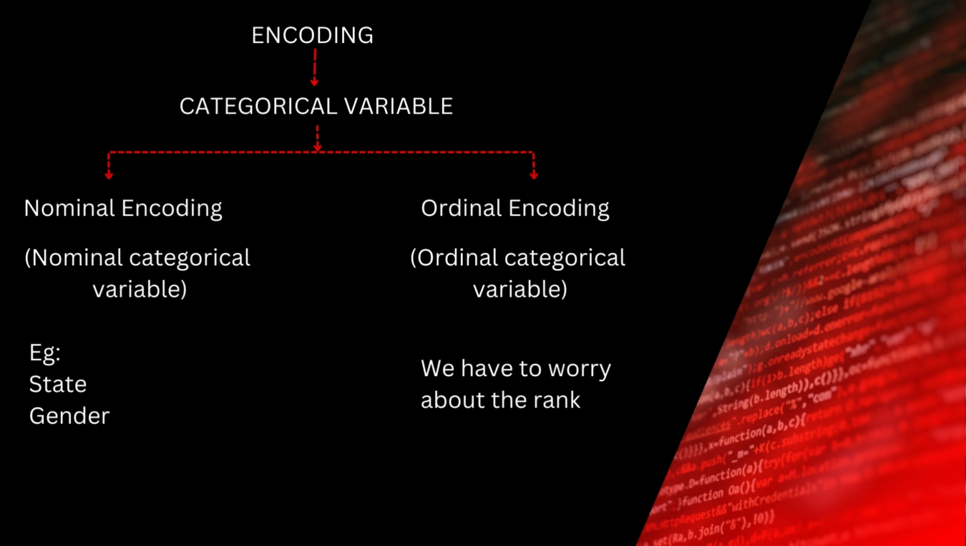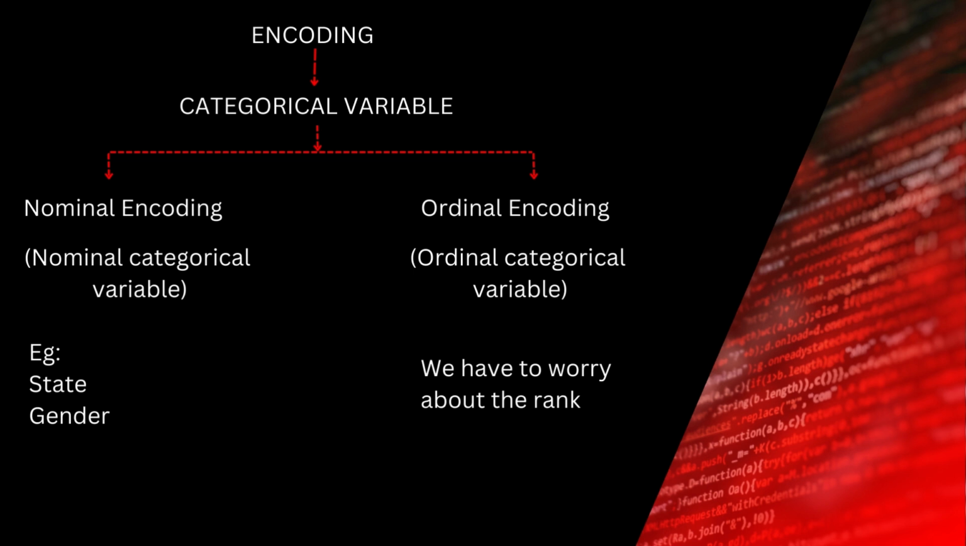Basically, nominal categorical variables are things like true, false, names of states, names of cities, names of countries, male, female, or if we are talking about any product or gender, these kinds of variables come under nominal categorical variables.